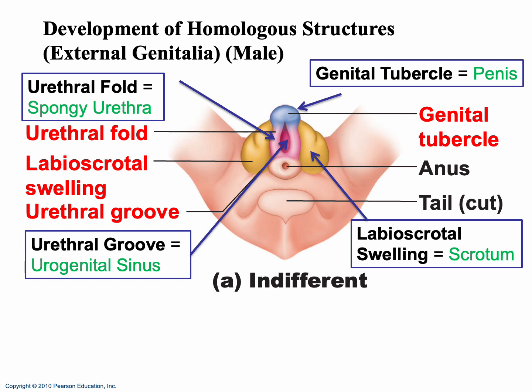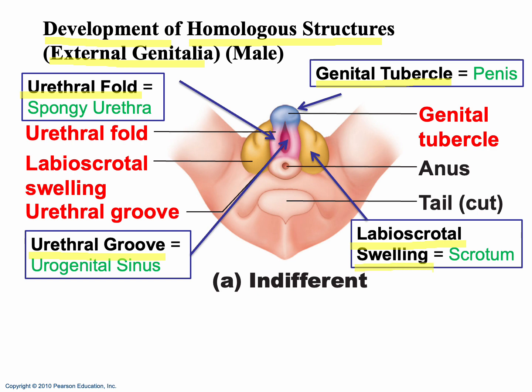We're now going to take a look and see how the external genitalia form. So we imagine a situation starting at the sexual and different stage of development, looking at the development of the homologous structures, and that's referring to the external genitalia. Early on, these structures are color-coded, and here they are in bold black. So we have the urethra fold, urethra groove, the genital tubercle, and labioscrotal swelling.